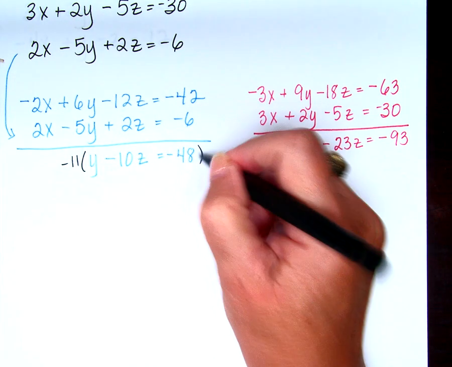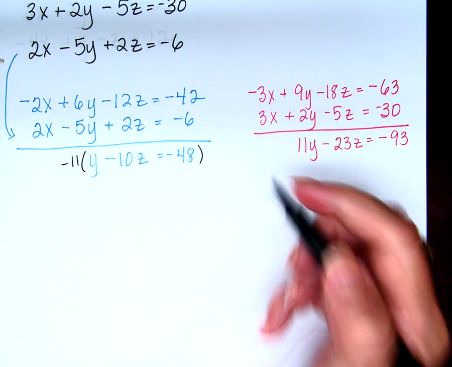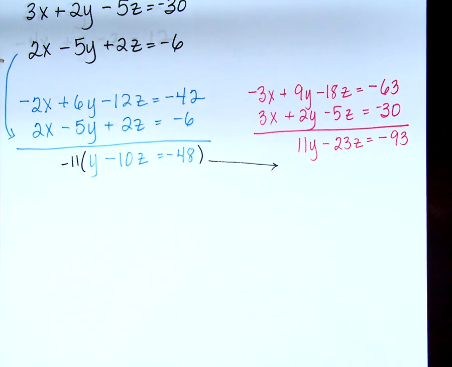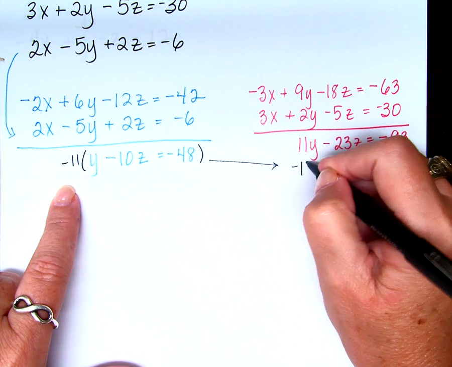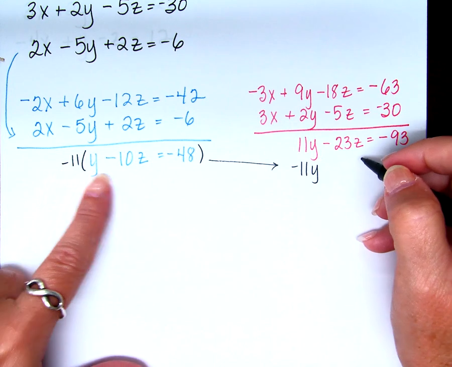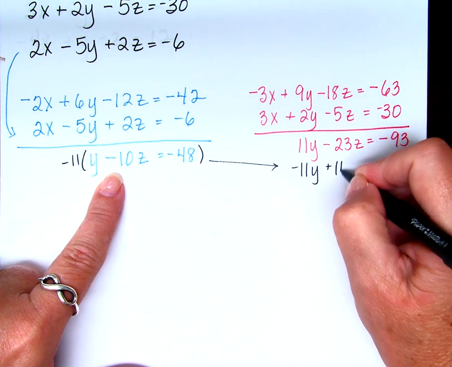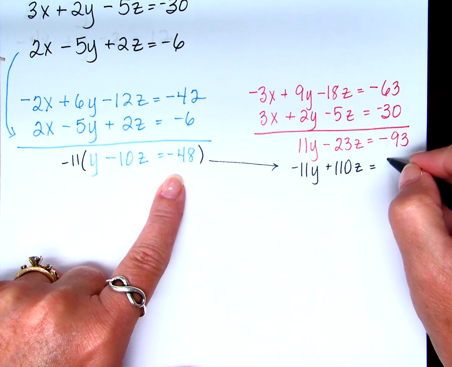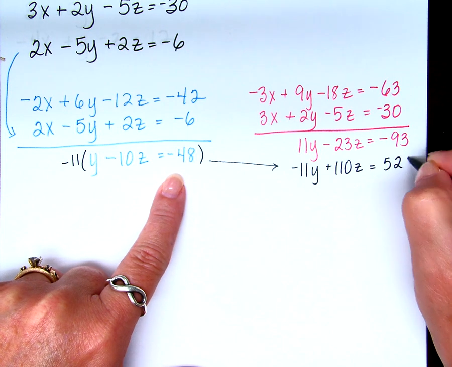Is everybody okay with that? Are you okay if I write it right over here? Okay, so negative 11y plus 110z equals 528.